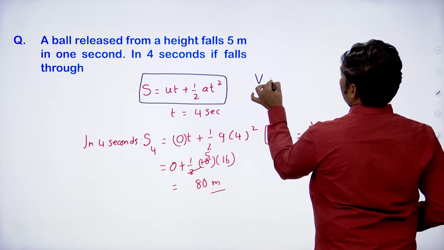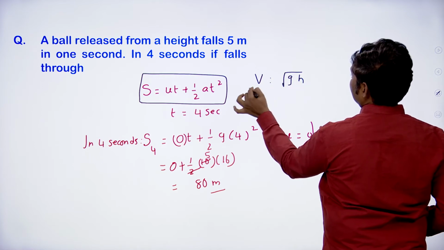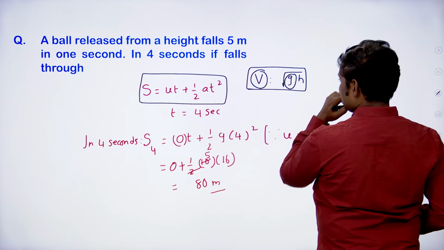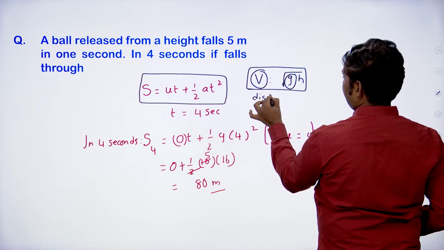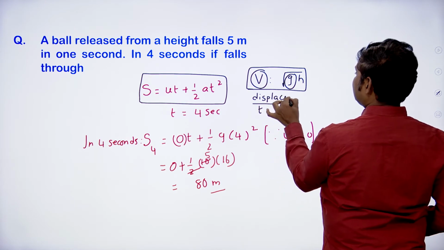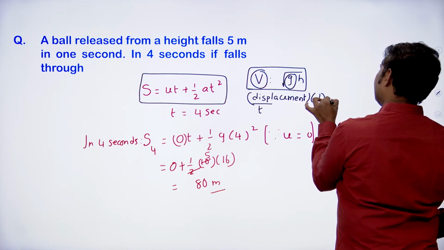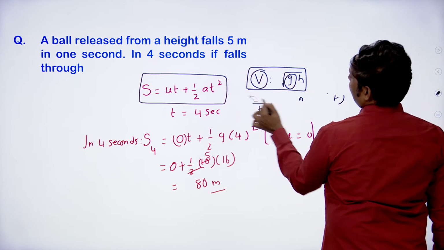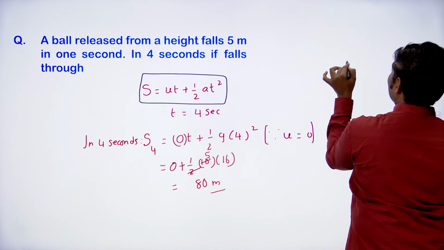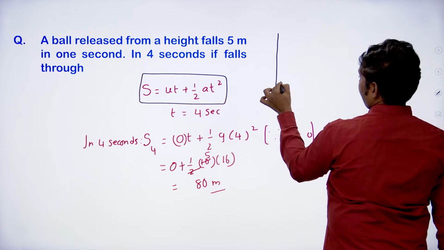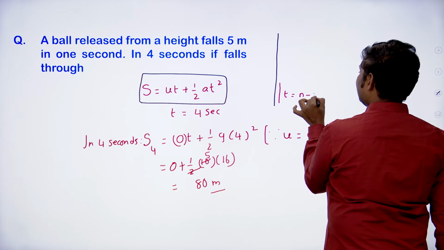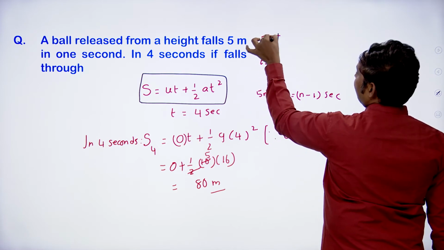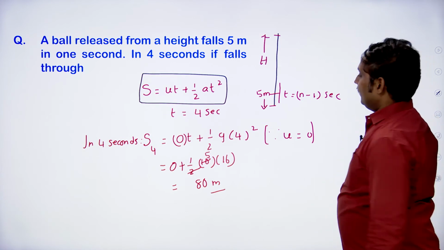So, we are going to talk about V depending on g and h, right. Yes, if you are going to take V, it is displacement by time and distance. We can know that. So, easily we will solve that. The last, here t is equal to n minus 1 seconds. If it covers 5 meter, then you can estimate that height easily.